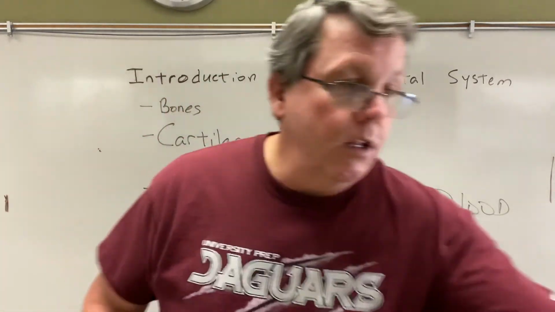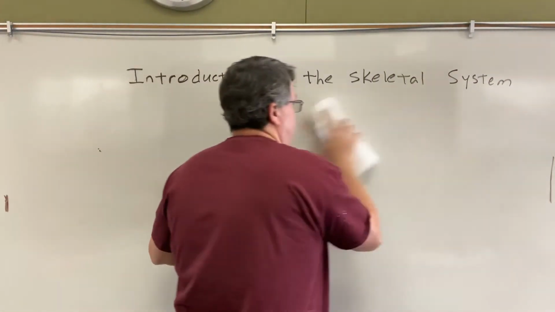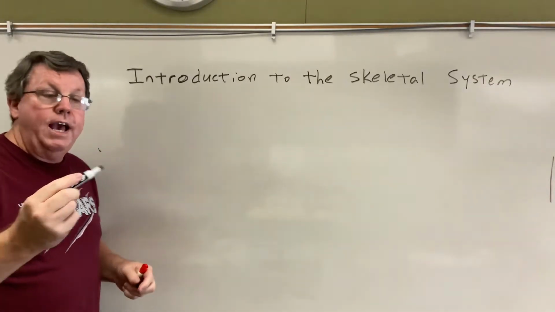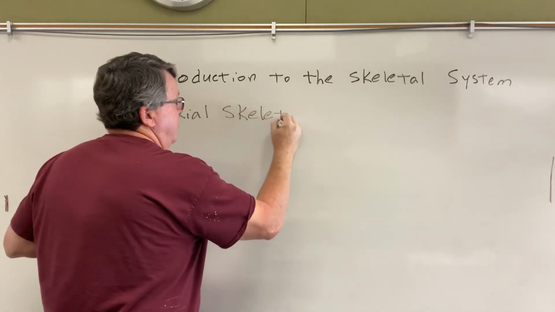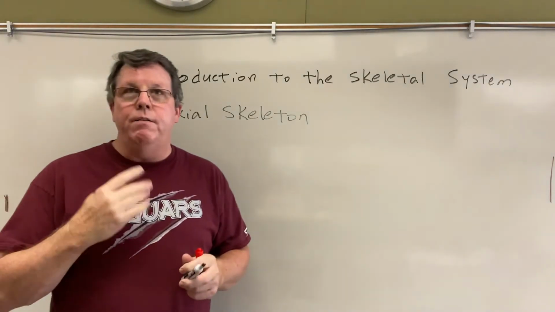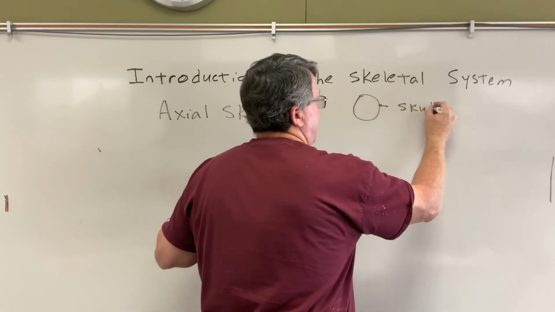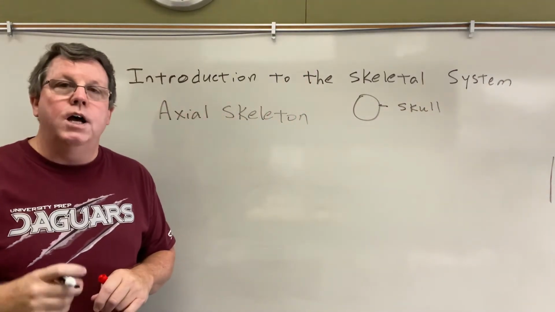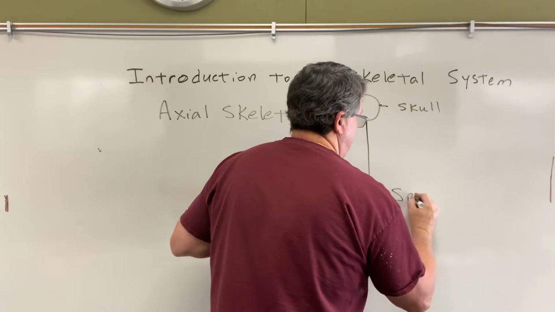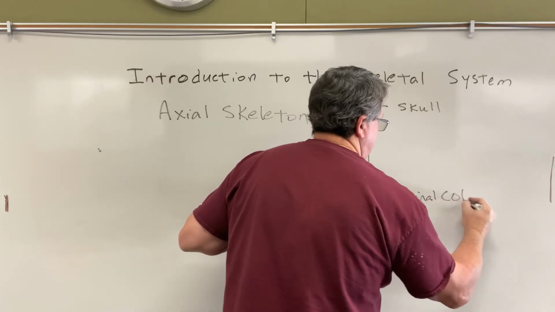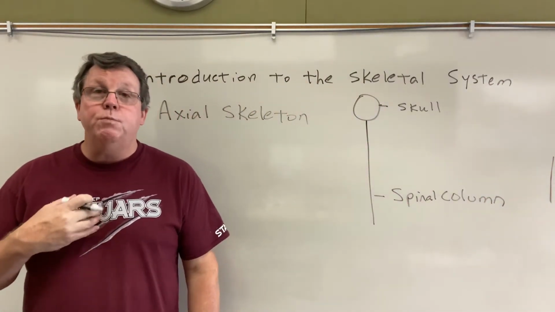Now, there's two parts to the skeletal system. And basically you have your axial skeleton. So I always like to tell people the axial skeleton is the part that goes straight down the middle. So what you're going to have is you're going to have your skull. Okay? You are going to have your spinal column. You also have the part that's right in the middle here, your breastplate, which we call the sternum.